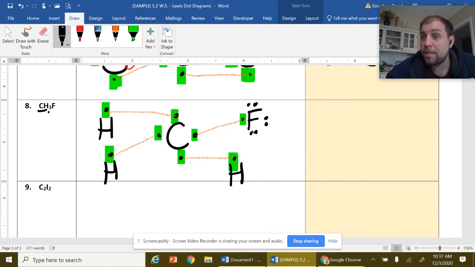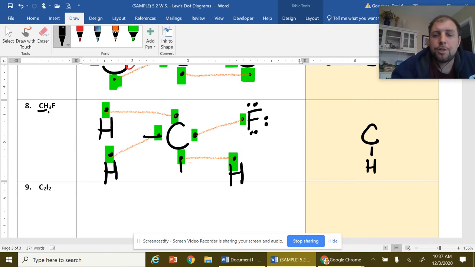I start by drawing the central atom, the carbon. And I connected to a hydrogen underneath. So I'm going to do a line to a hydrogen. I connected to a hydrogen on the left. So I'm going to do a line and then a hydrogen. And I connected to a hydrogen on top. So then a line and then a hydrogen. And I connected to a fluorine on the right. So I'm going to go there.